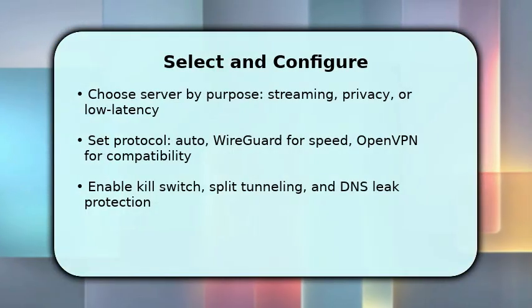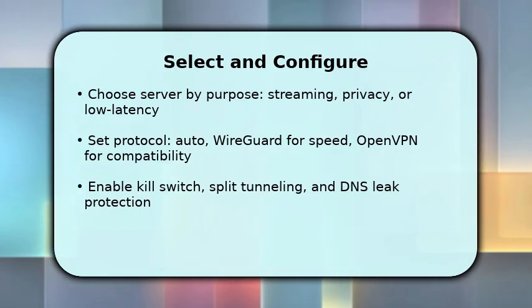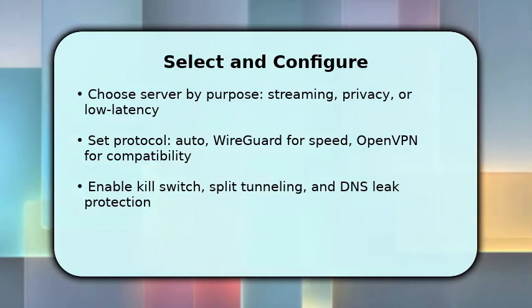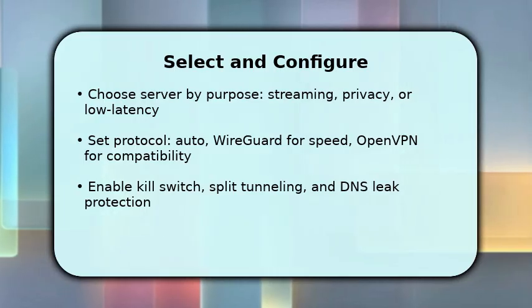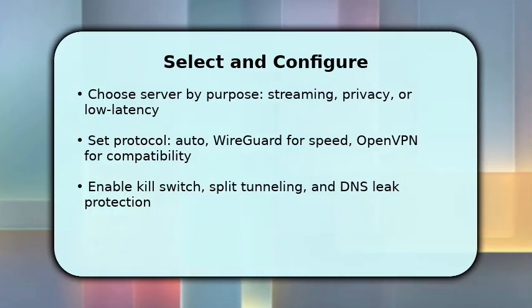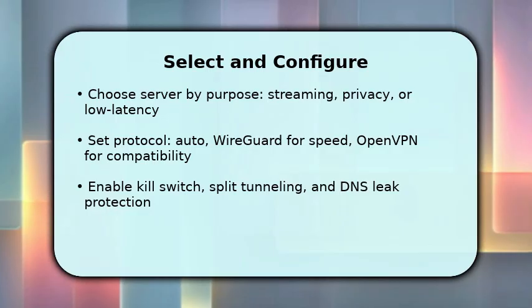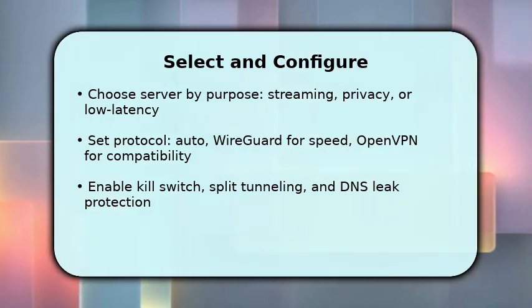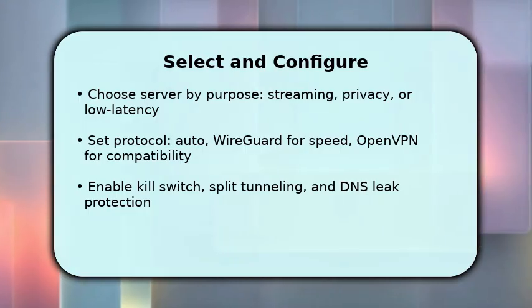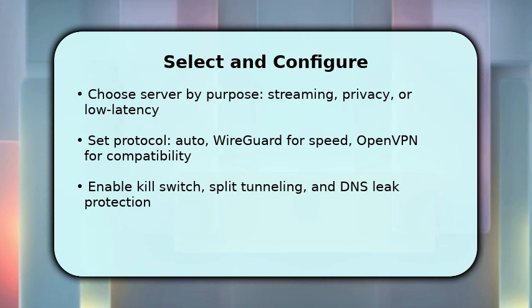You now select the right server and protocol for your goal. If you want speed, pick a nearby WireGuard server. For broader compatibility, use OpenVPN. Once you connect, enable the kill switch so traffic stops if the VPN drops. This preserves privacy. If needed, configure split tunneling to keep trusted apps direct and route sensitive apps through the VPN. Also set DNS leak protection and a private DNS when available. These choices balance performance and security as you continue.